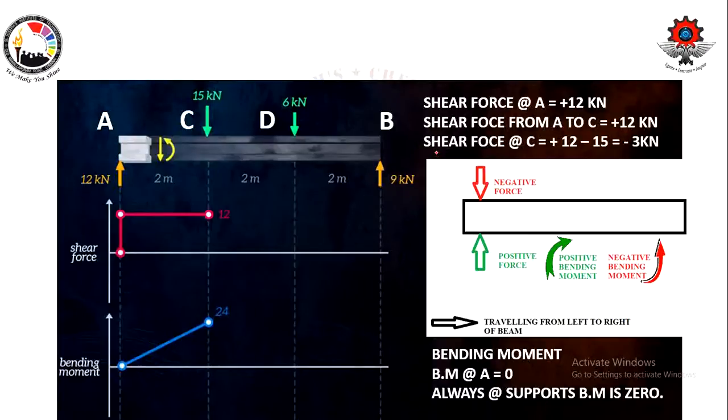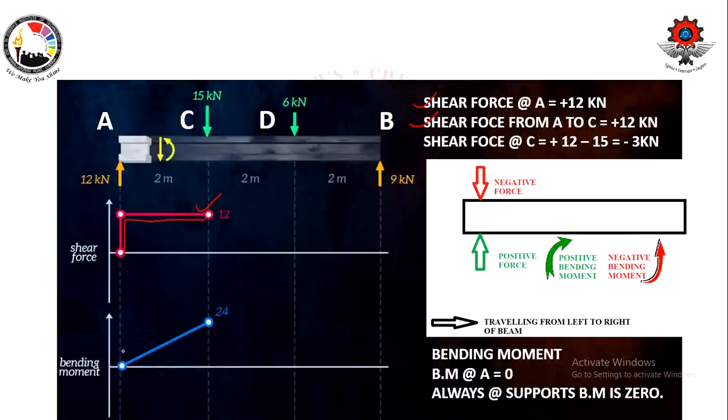Shear force at C, we will see in the next slide. We have stopped up to this point, A to C. Step 1, shear force at A and shear force from A to C. We have drawn up to this. We have started from this point and drawn up to this, right?